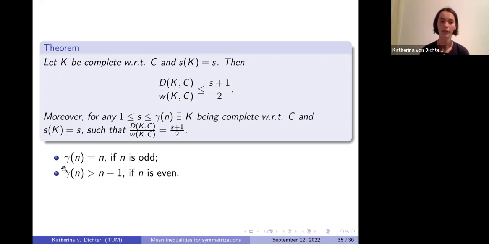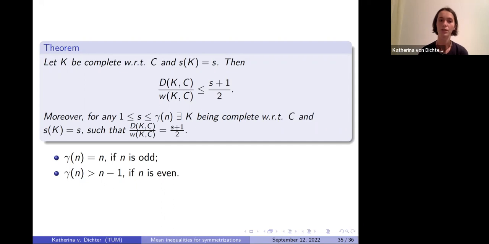And separately, we have shown that this threshold is equal to n when n is odd, and also that it is greater than n minus 1 when n is even. And we have even been able to show some smaller interval where we can find gamma of n for n even. So the idea of the proof is based on two things.